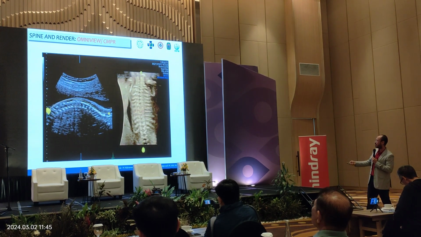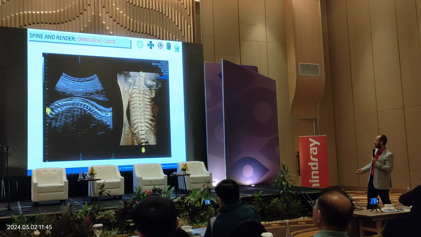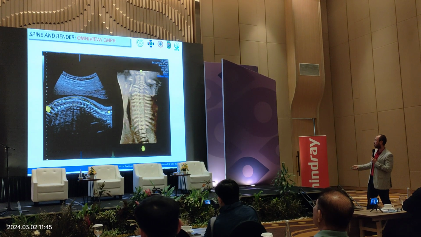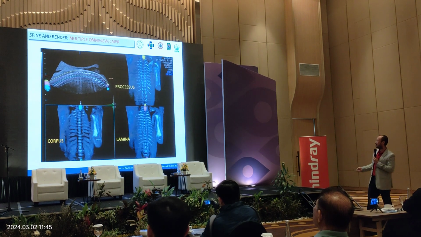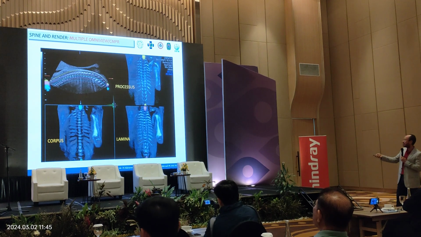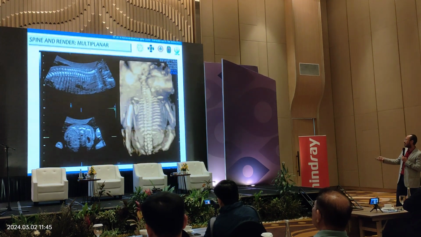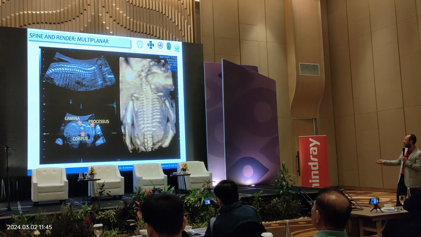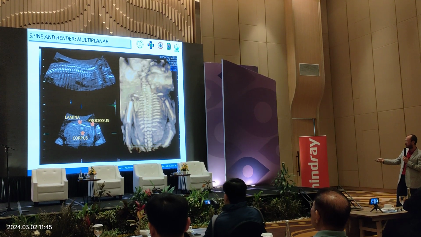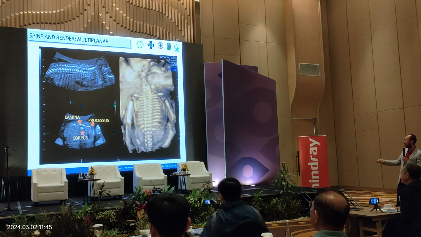So if we are using OmniView or CMPR in Mindray, we can appreciate it, like here. And for a better view, we can see multiple slices using OmniView or CMPR. We can see here the wings, the body and the connection. This is very beautiful. But if we cut it axially, we also notice it: where is the wing, where is the corpus, the body, and where is the connection.